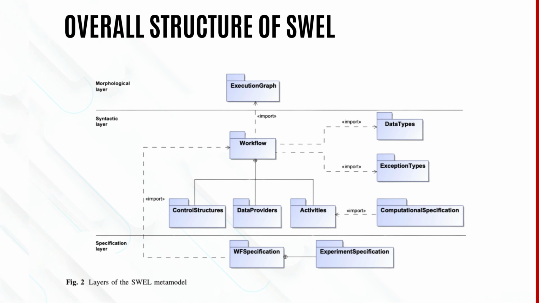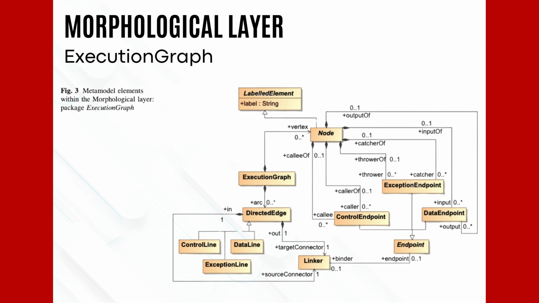Execution graphs within SWEL form the blueprint of computational processes, consisting of nodes as operations and endpoints dictating the nature of dependencies, whether data-driven or control-driven. On the one hand, a data dependency requires receiving or sending data from or to another node. On the other hand, there is a control dependency when a node can only be executed after another.